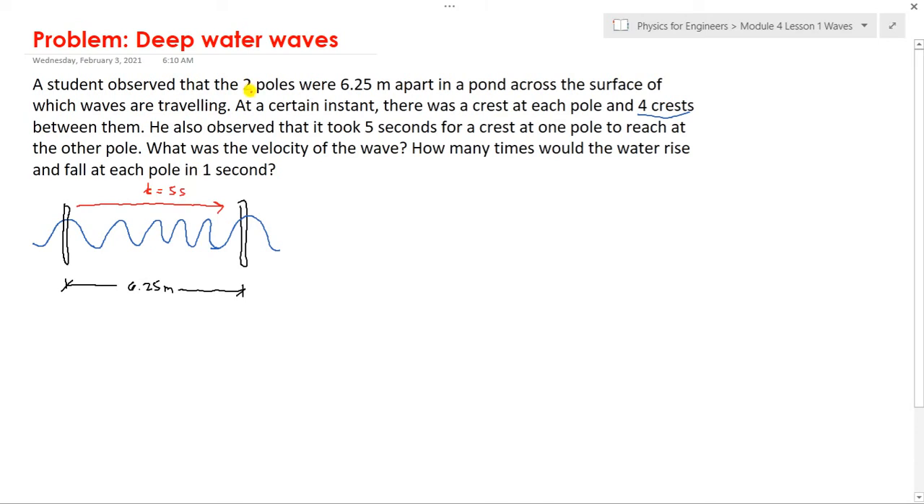So now, what was the velocity of the wave? The velocity of the wave is the first requirement. So I'm going to put here required: velocity of the wave. Next, how many times would the water rise and fall at each pole in 1 second? Okay, so n is the number of times the water rises and falls at each pole in 1 second.